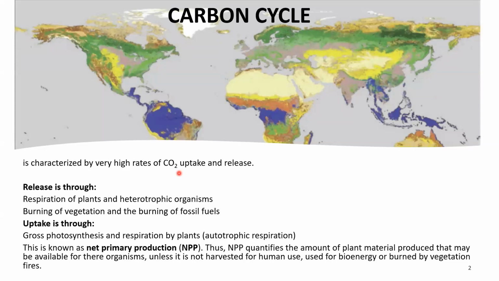A carbon cycle is characterized by very high rates of CO2 uptake and release. If you just look at the maps, you can see here a lot of vegetation. All these yellow and other colors are basically different kinds of vegetation. And it means they are taking a lot of carbon dioxide from the atmosphere. And at the same time, because it has to be balanced, the carbon dioxide is released from the soil or from the system as well into the atmosphere. So this is basically the carbon cycle.